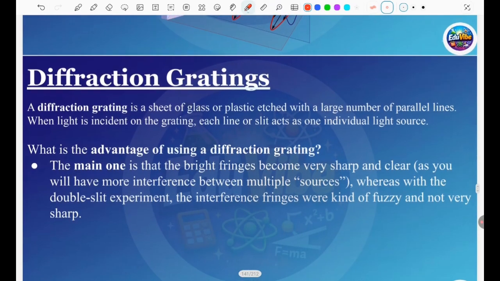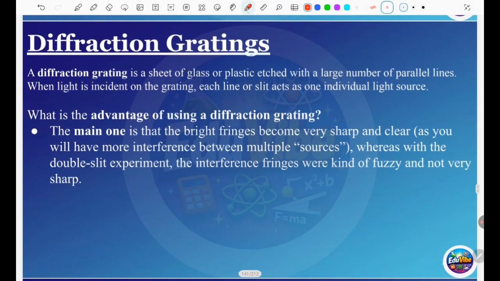So let's start with the diffraction grating. A diffraction grating is a sheet of glass or plastic with a large number of parallel lines. When light is incident on the grating, each line or slit acts as an individual light source. When we put incident light on the grating, it moves on to the different light sources, the same as the interference we do in Young's double slit experiment. So these both things are interconnected.